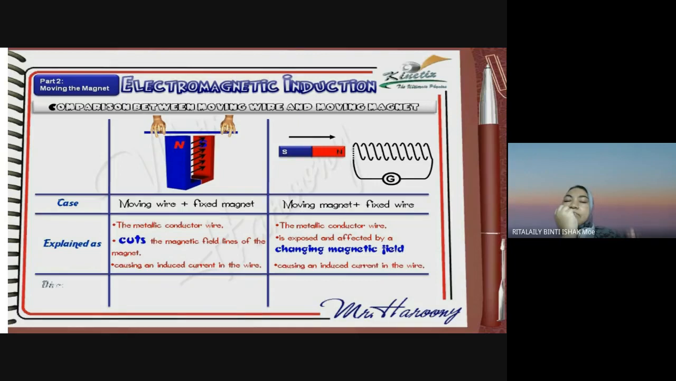And finally, if we talk about how the direction of the induced current can be predicted, in the case of the moving wire, it is given by Fleming's right-hand rule, while in the case of the moving magnet, the direction is given by Lenz's law.